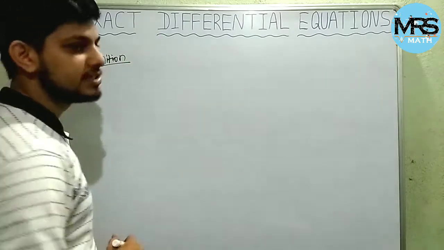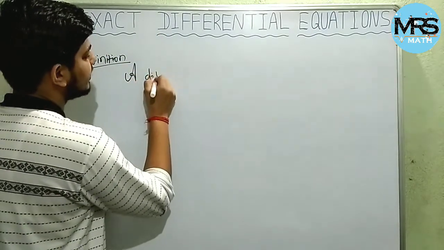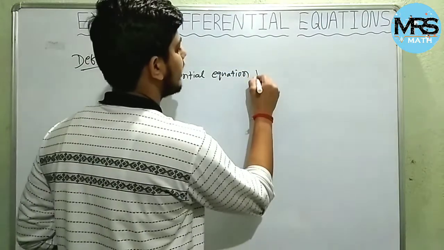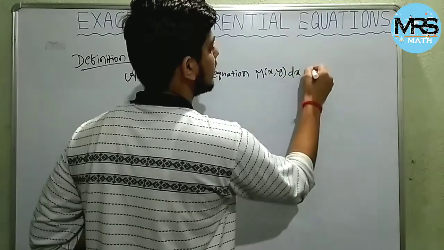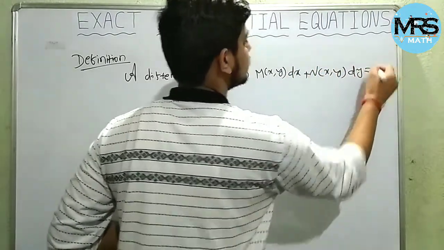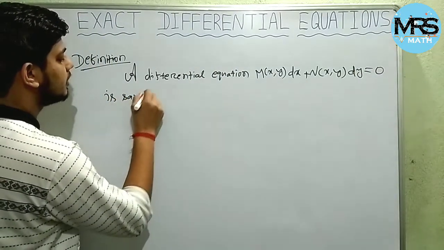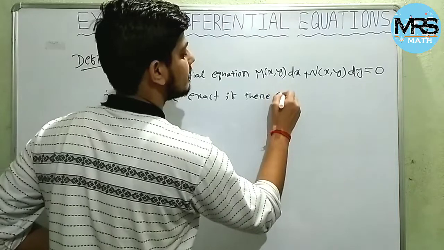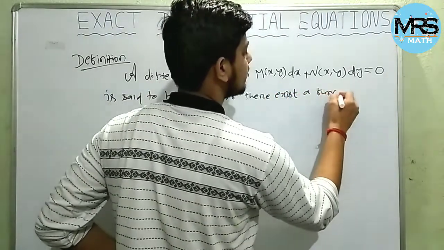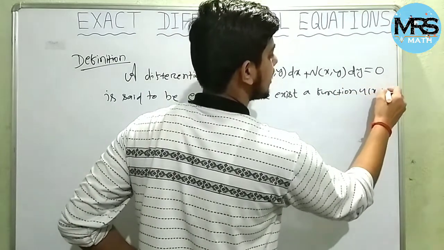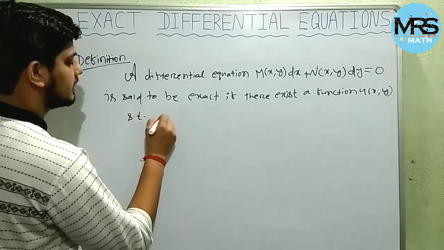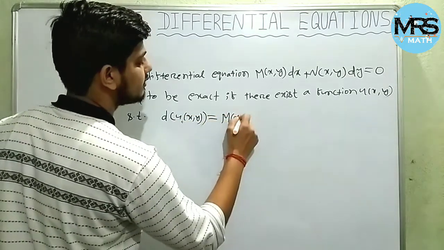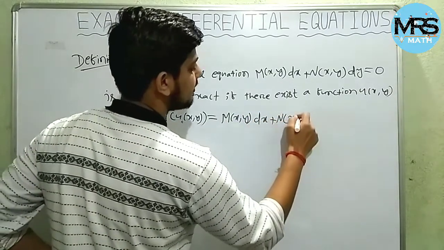Definition of exact differential equation. A differential equation M(x, y) dx + N(x, y) dy = 0 is said to be exact if there exists a function u(x, y) such that d(u(x, y)) = M(x, y) dx + N(x, y) dy.